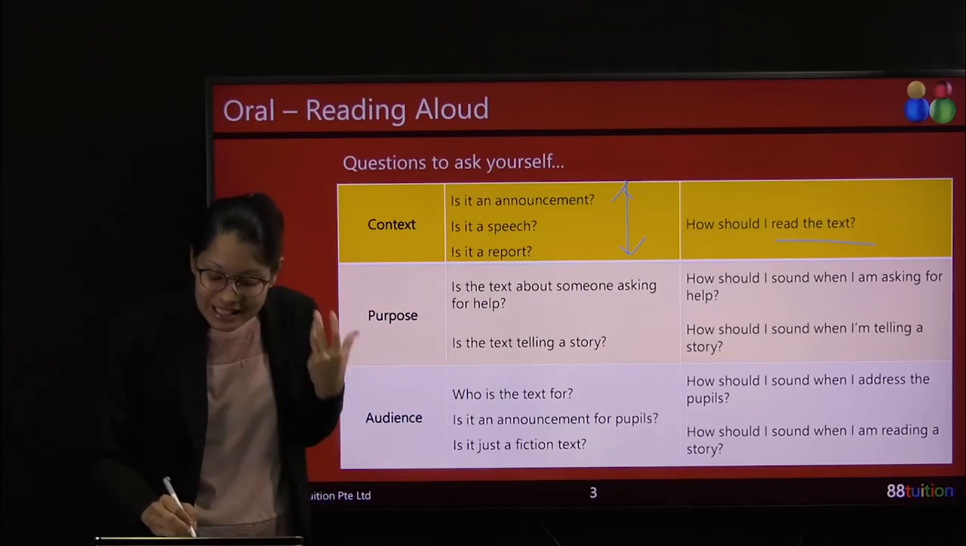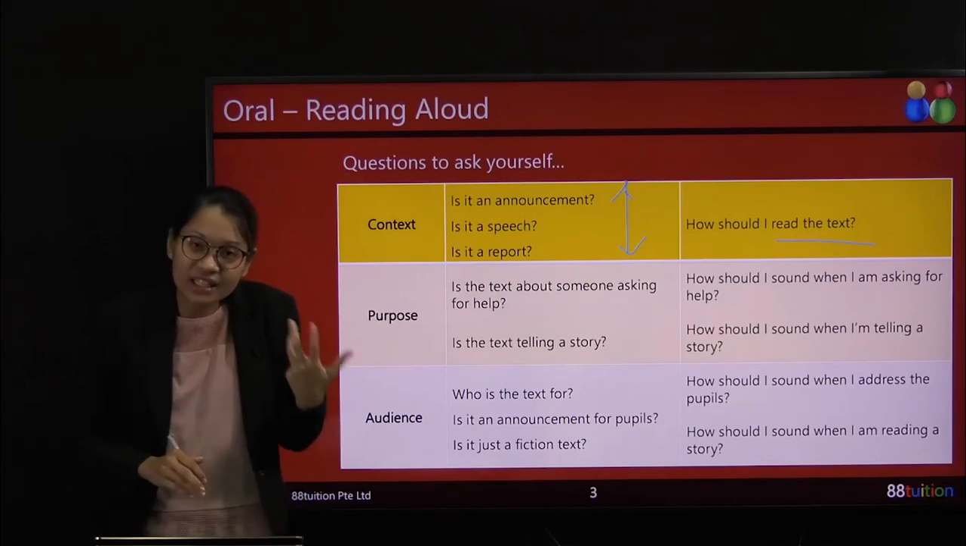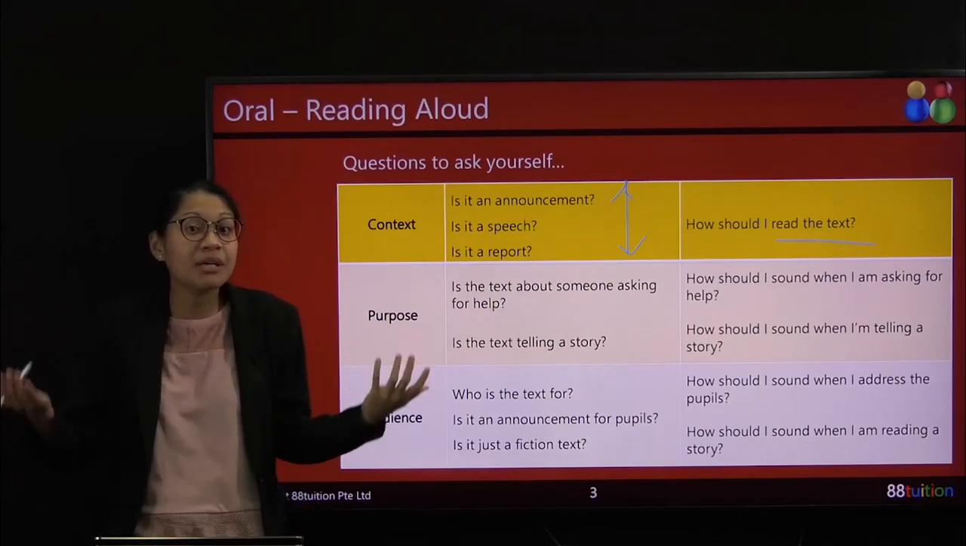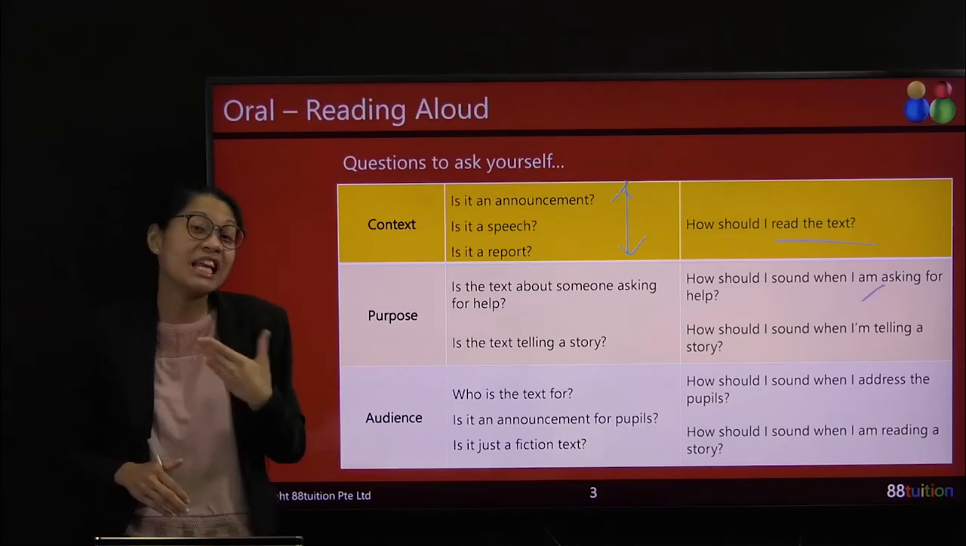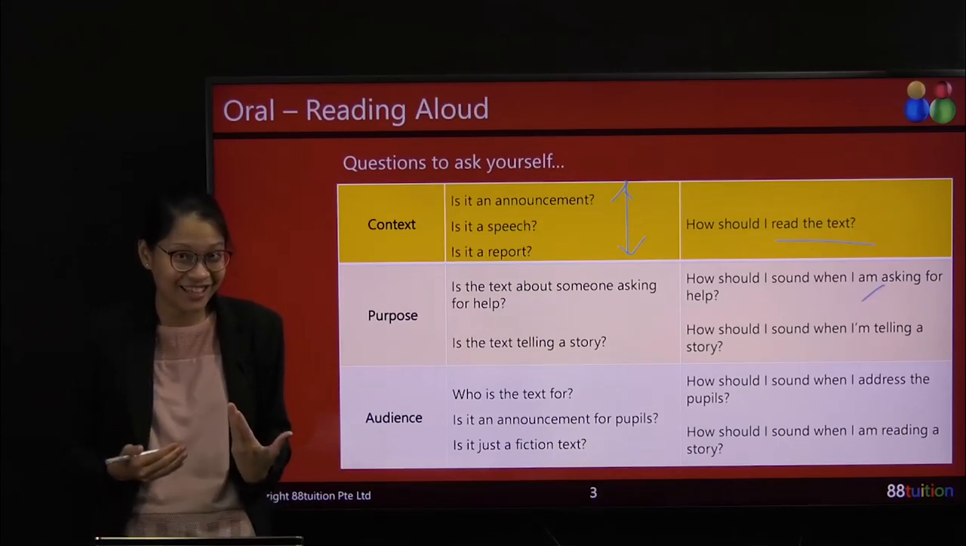Now, what is the text's purpose? Is it asking for help? Is it telling a story? What is the purpose? How do I sound when I'm asking for help, and how should I sound when I'm telling a story? There's a big difference.